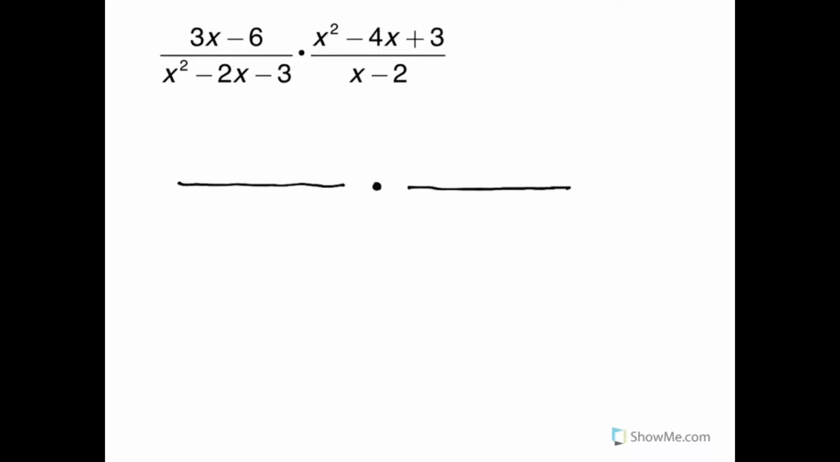3x minus 6 has a greatest common factor of 3, and when we factor out 3, we get x minus 2. X squared minus 2x minus 3 factors into two binomials. They both begin with x. For negative 3, the only factors are 3 and 1, and since the negative 2 in the middle is negative, the 3 must be negative. So now I have factored the first rational expression.